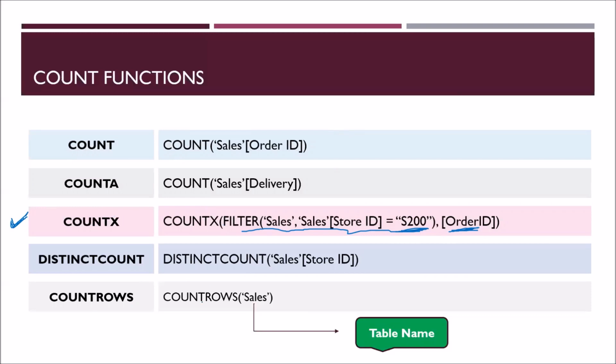All right, so this is the syntax for countx and various other count functions. Apart from count rows, which takes the argument as a table name, all other count functions take a column as the argument. So for count, order ID is a column. For count A, delivery is also a column. Countx has order ID, which is a column. And for distinct count also, I'm having store ID, which is a column. Only for count rows, I'm having my table name. So in this video, we saw 5 different count functions which are available in DAX.